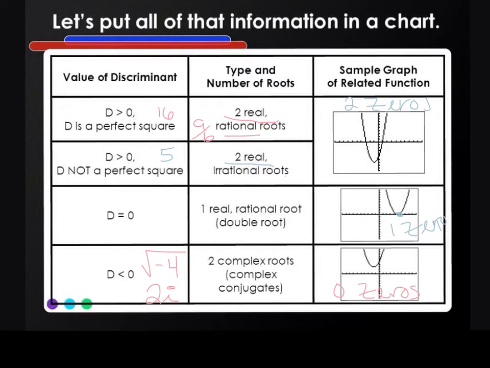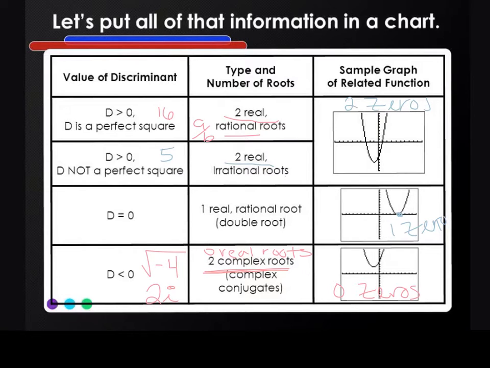But just because you have 0 real roots doesn't mean you don't have any. You actually have 2 complex roots here. So I'm going to add something to this, that we have 0 real roots, but we do have 2 complex roots, and they're called complex conjugates. So those numbers are found up above or down below the x-axis. So you do have zeros, but they're not real numbers, so they don't show up on our real graph.